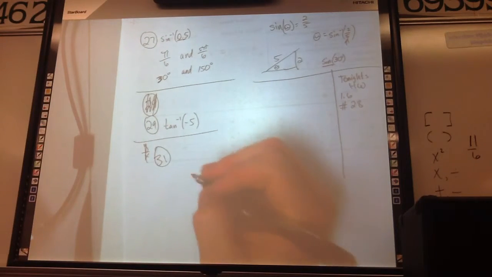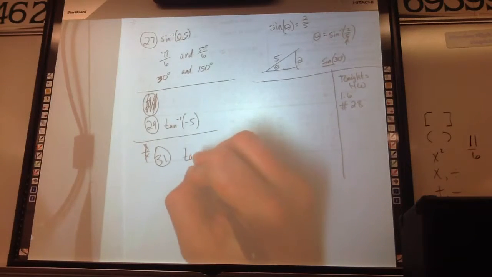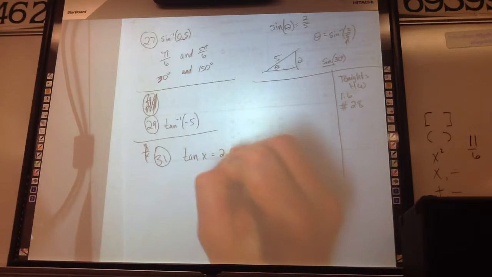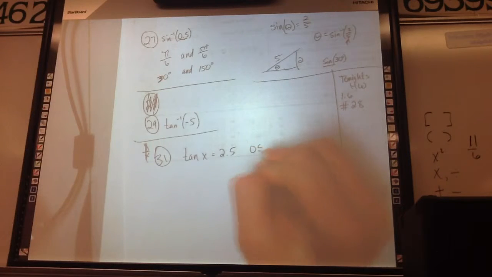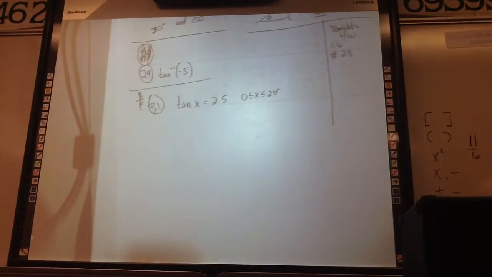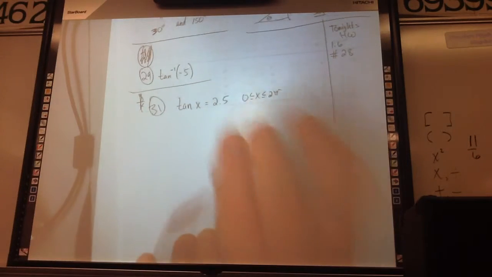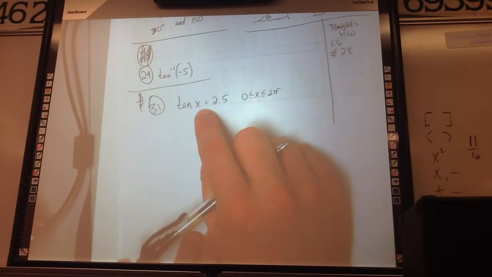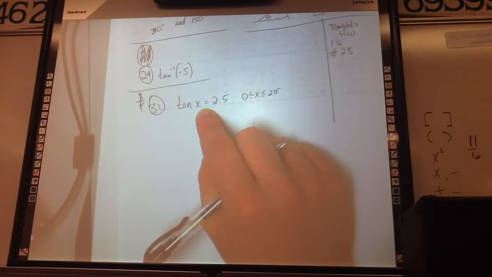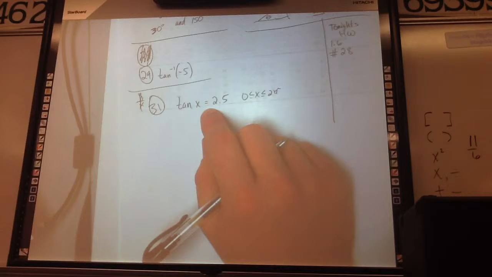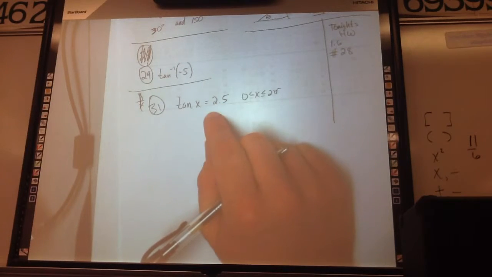Solve the equation. The tangent of x equals 2.5 when x is between 0 and 2 pi. So they're restricting the domain here. Alondra, you can solve that. Think geometry. How are you going to solve that? Opposite over adjacent is 2.5.